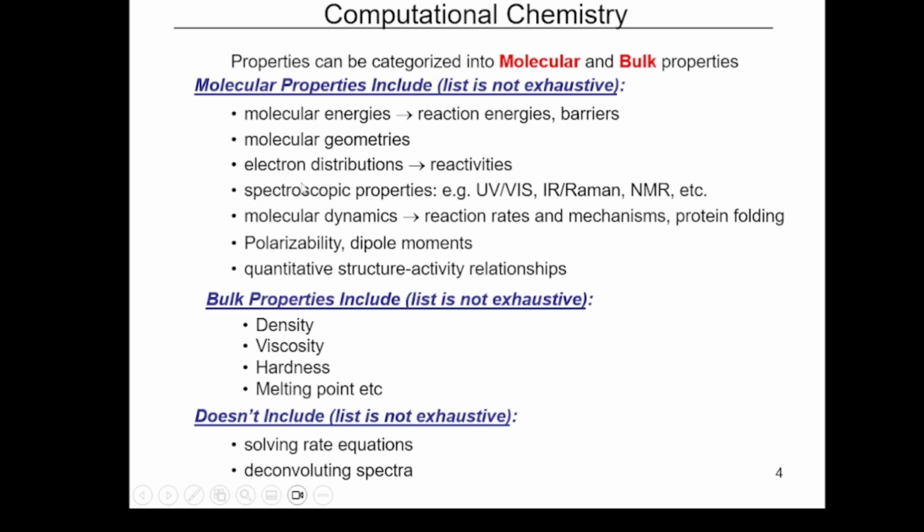On the other hand, we can do some computational chemistry on bulk properties such as density, viscosity, hardness, melting point, etc. But there are some limitations of computational chemistry where we cannot calculate certain properties, such as if we are trying to solve rate equations, it's not possible with computational chemistry. Similarly, deconvolution of spectra is also not possible with computational chemistry. Again, this list is not exhaustive. There are many other things which are not yet possible with computational chemistry.